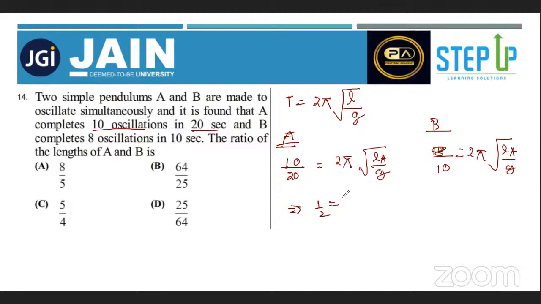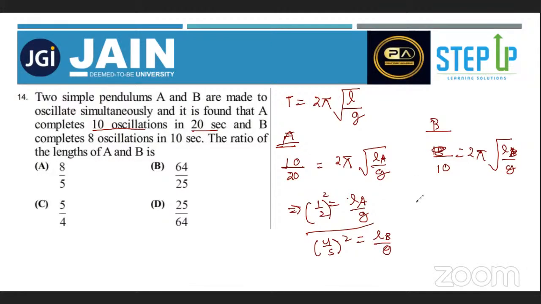They're asking me the ratio of length of A to length of B. So what I'll do is just square both sides. I'll get 1 by 2 whole square. 2 pi I'm not taking anywhere, that will get cancelled. So I'll get LA by G upon 8 by 10, and 8 by 10 is nothing but 4 by 5. So 4 by 5 whole square LB by G. This is what we are getting.